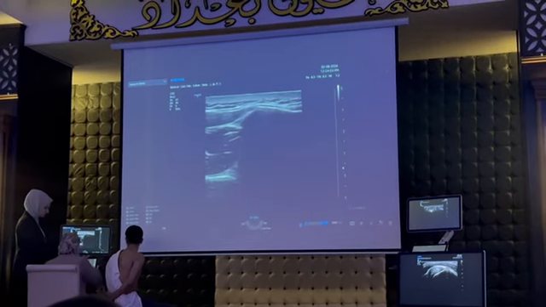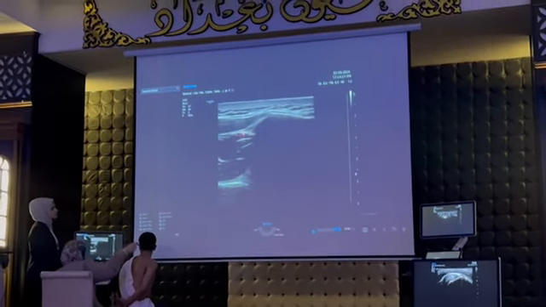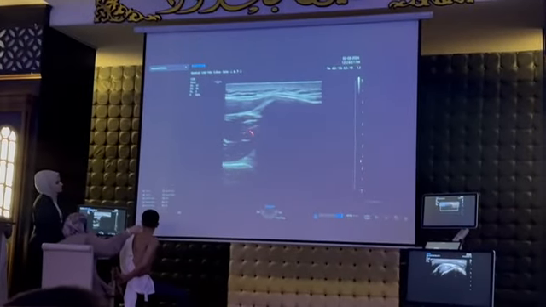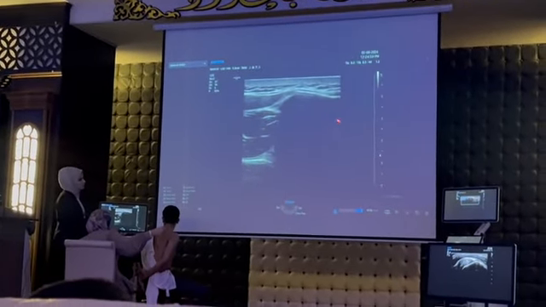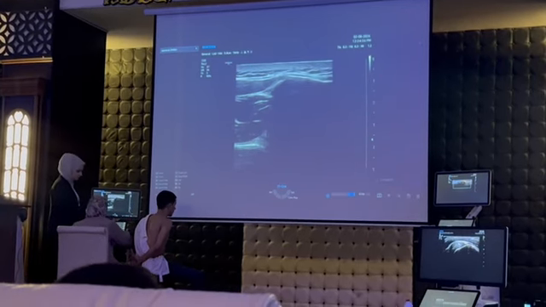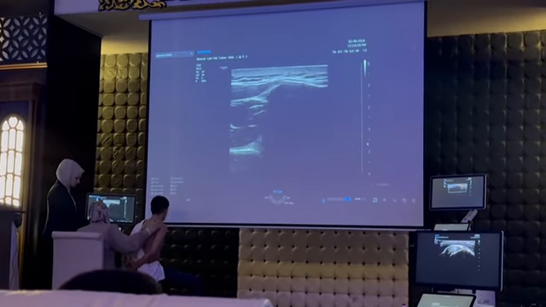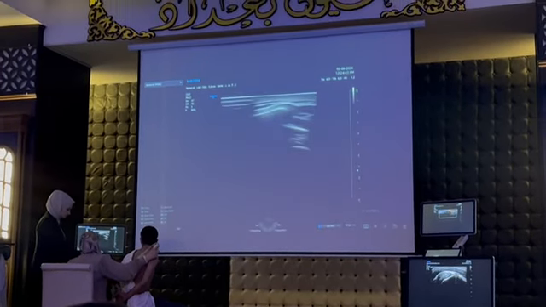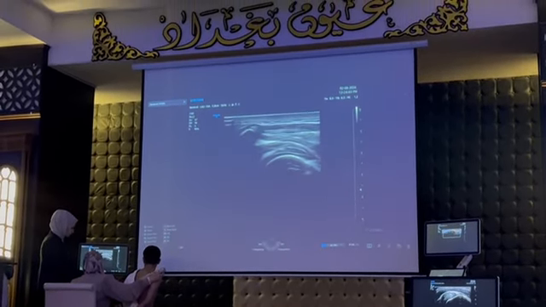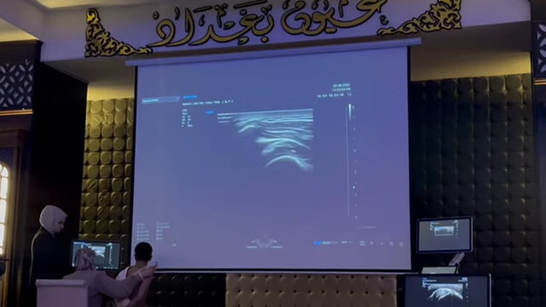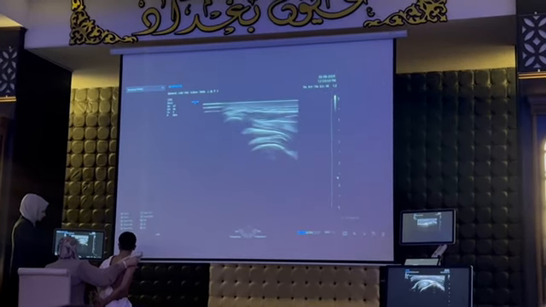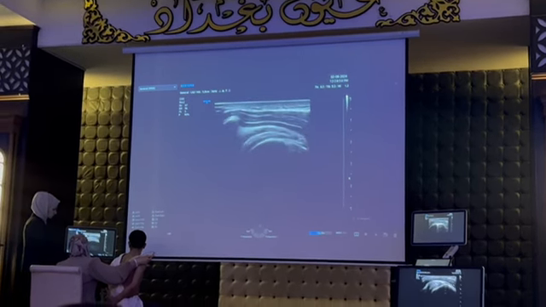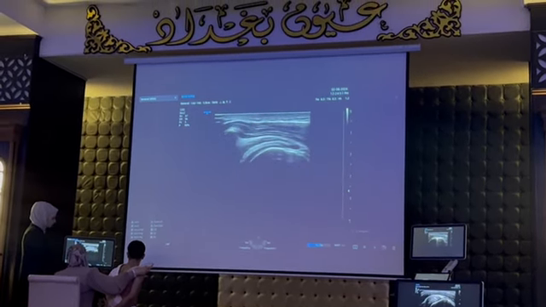You can't see the muscle here below the acromion because of the shadow of the bone. However, continue to examine until reaching the superior facet of the greater tuberosity. This is called the footprint. Above the muscle is the deltoid muscle.